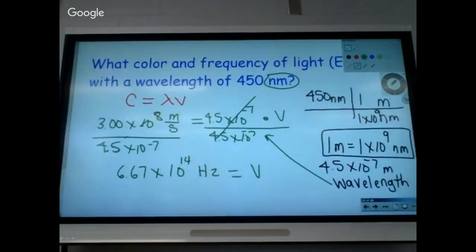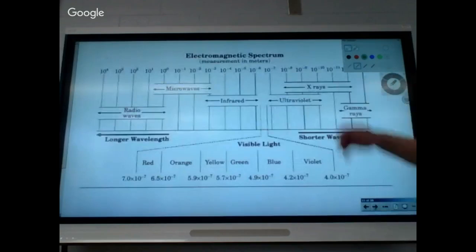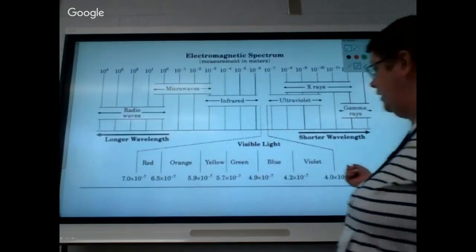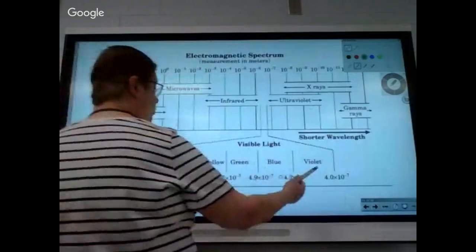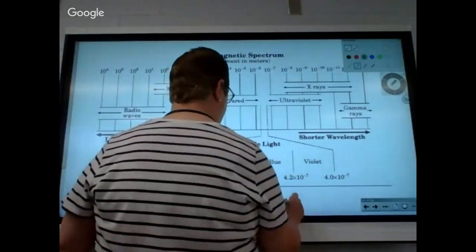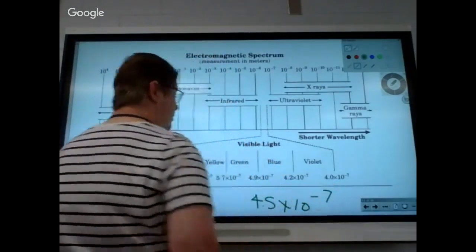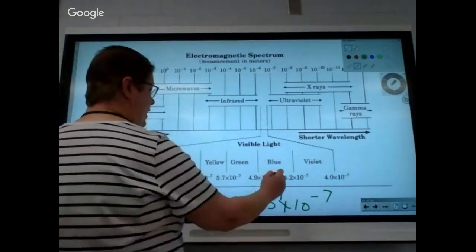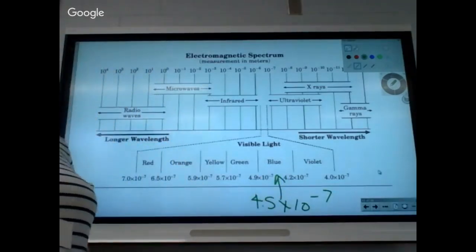All right, so we need to find the color, right? Now, what's our wavelength? 4.5 times 10 to the negative 7. All right, you got your orange chart handy? You don't have to have it right now, but this is where you would look on the quiz. Here are our wavelengths. So 4.5 times 10 to the negative 7 fits in right here. So what color is it? That's how you find color.